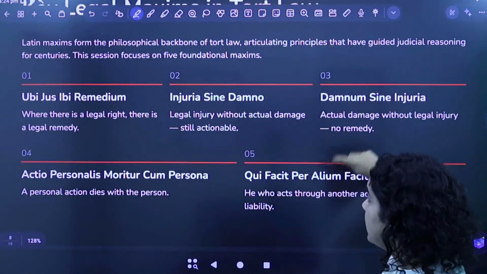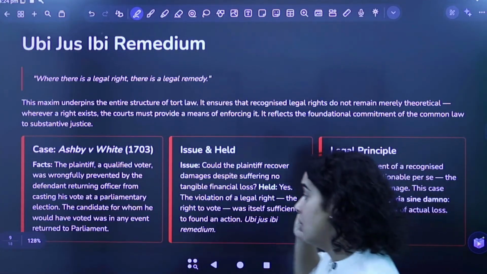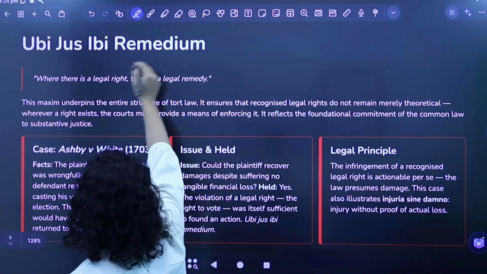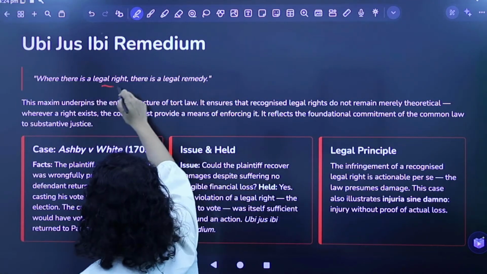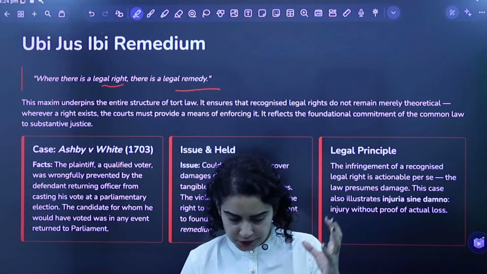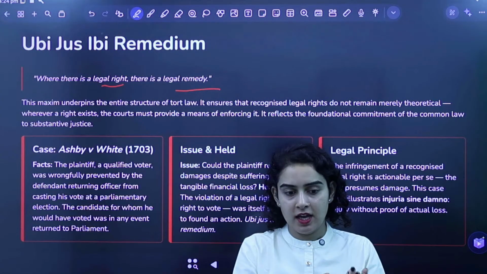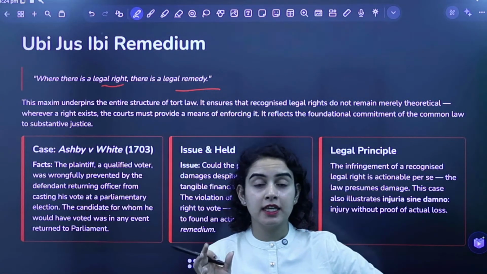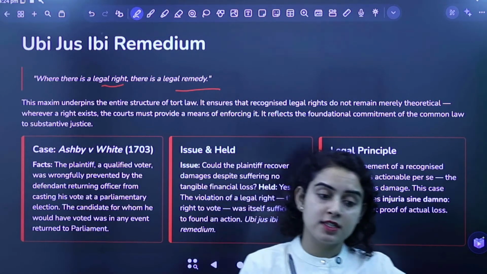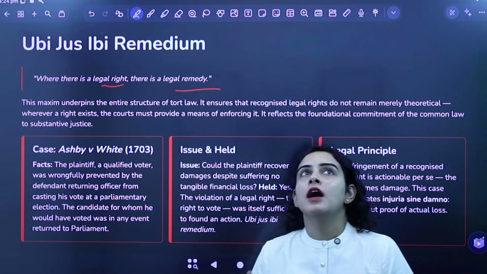Okay, चलिए आगे बढ़ते हैं. Some really important maxims under law of torts. First is ubi jus ibi remedium. It says where there is a legal right, there is a legal remedy. अगर आपके पास कोई भी राइट है, तो अगर वो राइट वायलेट हो जाता है तो उस वायलेशन के लिए आपको कुछ ना कुछ जस्टिस भी मिलने का प्रोविजन हमेशा होगा.